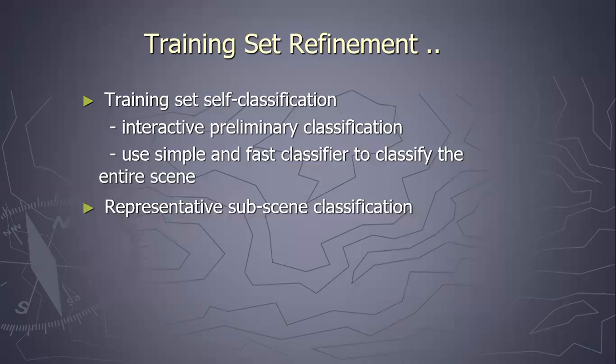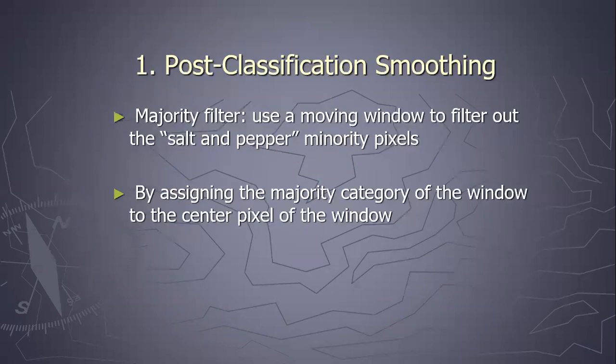Then the third process of training set refinement is training set self classification. Interactive preliminary classification uses a simple and fast classifier to classify the entire scene. Then representative subscene classification. I will explain this in one more class. So what do you mean by that?